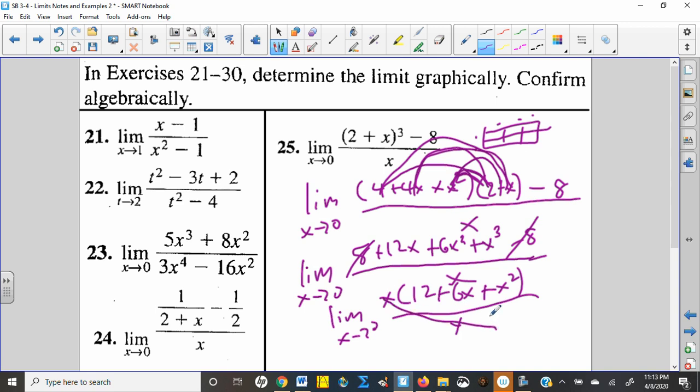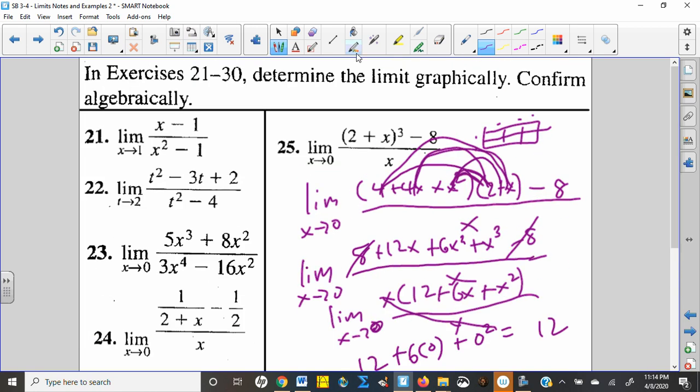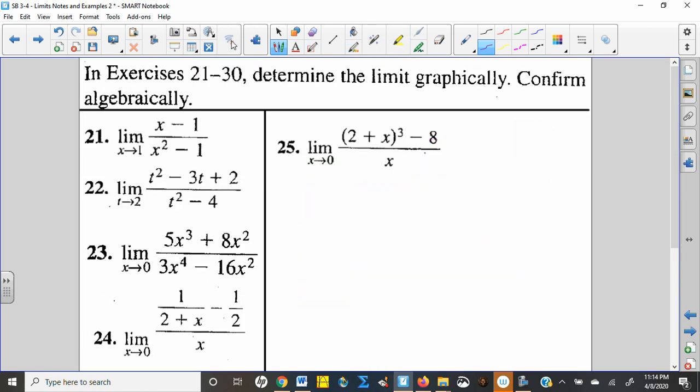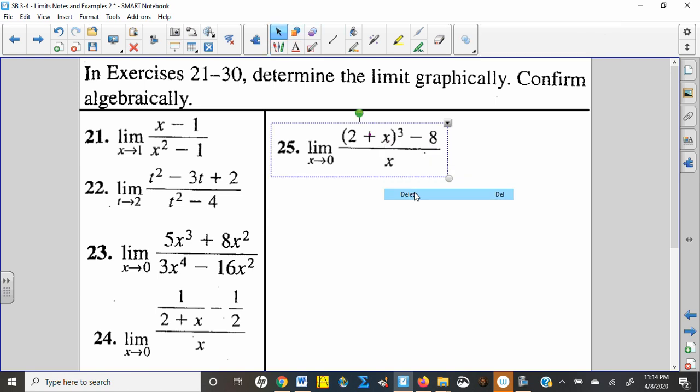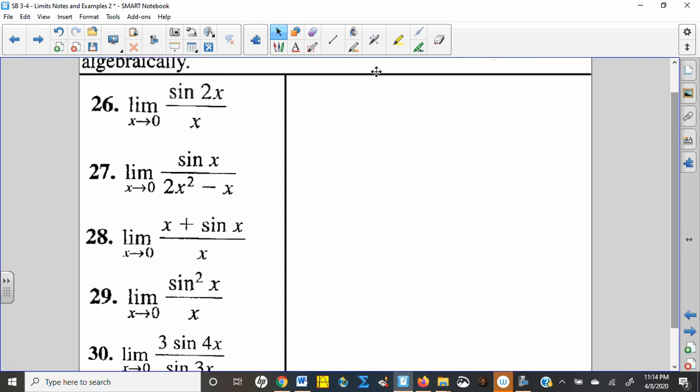And that's it. That's what was keeping us from doing the problem in the first place, was that pesky x in the denominator, and now it's gone. So we can now plug our 0 in and evaluate, 12 plus 6 times 0 plus 0 squared is 12. So those are the more algebraic problems that you had to do here. The next 5 were more trig type problems.